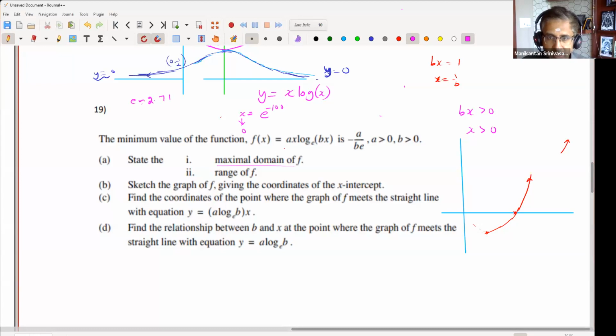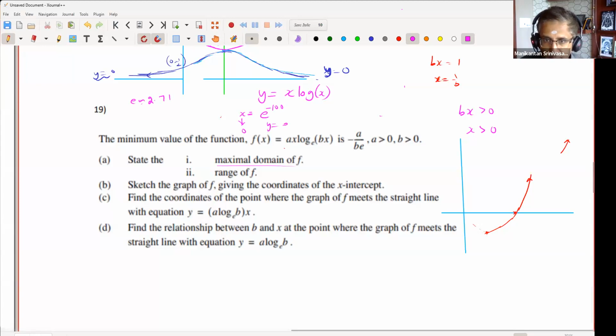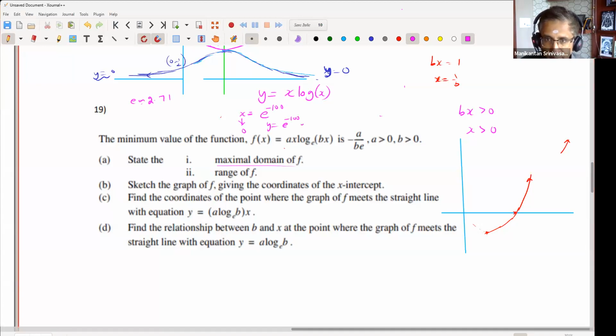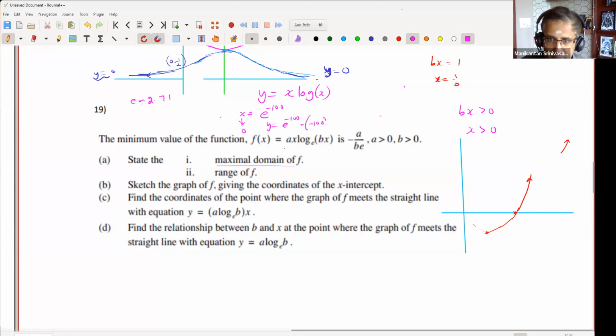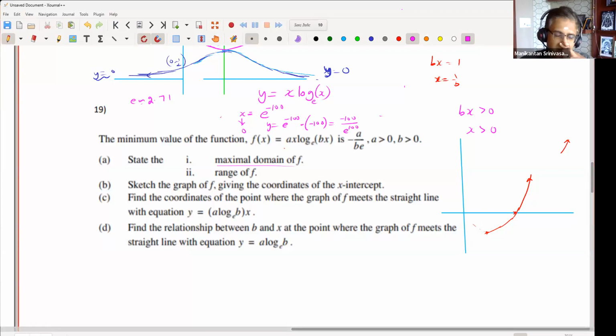A very tiny number. So as this happens, y will be e power minus 100 times log of e power minus 100, which will be how much? Minus 100. Log of e power to the base e. So the value is minus 100 upon e power 100. 100 is big, but not so big. E power 100 is huge. So 100 will get completely drowned.